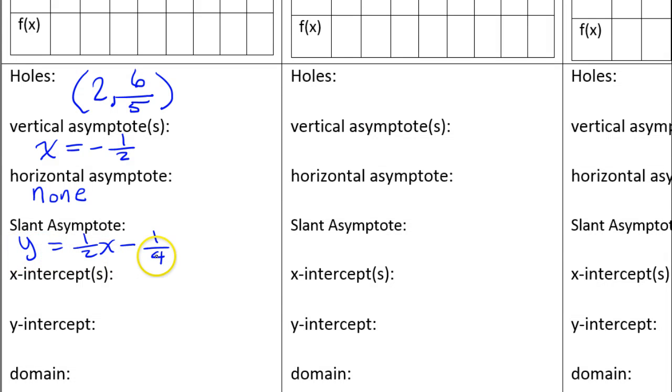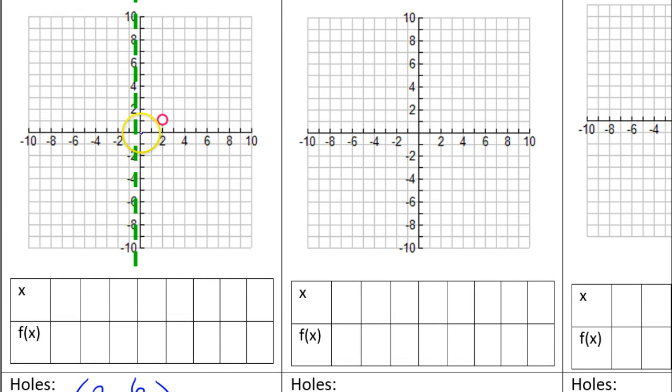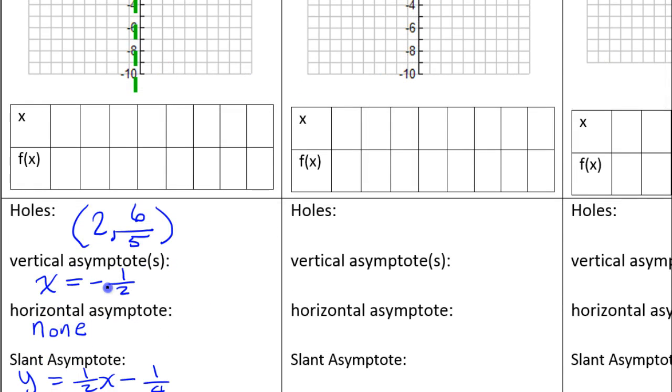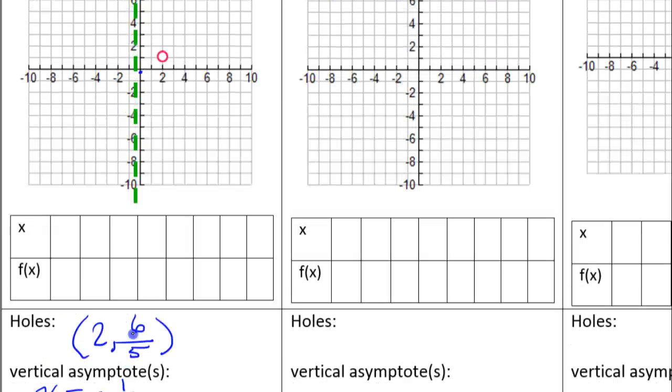All right, so now we need to graph this slant asymptote. Now this is y equals mx plus b. This negative 1/4 is my y-intercept, and this 1/2 is the slope. So I'm thinking up 1 over 2. But I'm going to start with the y-intercept of negative 1/4. All right, negative 1/4 is just a little bit below 0. So it's going to be like right here. So looking at the slope of 1/2, I'm going to go up 1 over 2 repeatedly.